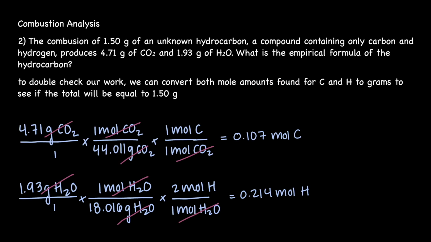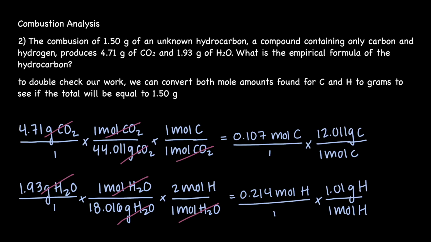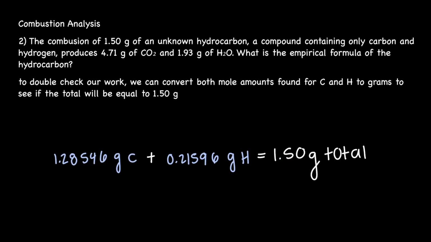We were also given the total amount in grams for the hydrocarbon. To double check our work, we can convert both mole amounts found for carbon and hydrogen to grams to see if the total will be equal to 1.50 grams. Multiplying each mole amount by the individual element's molar mass, we get about 1.285 grams of carbon and 0.215 grams of hydrogen. Adding these values together, we get 1.50 grams total.